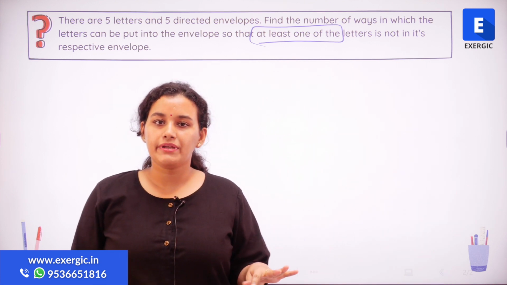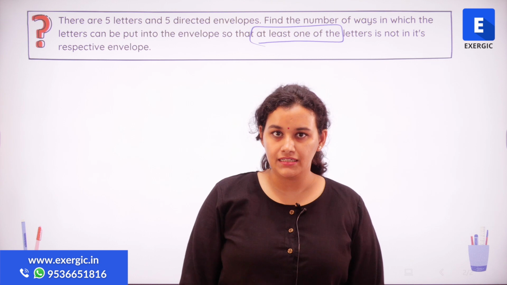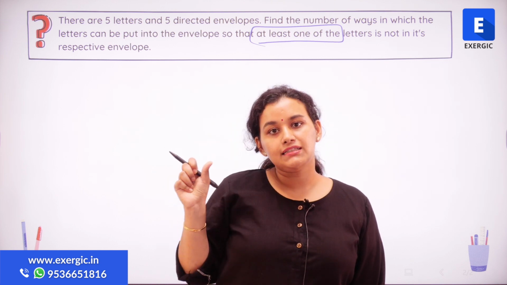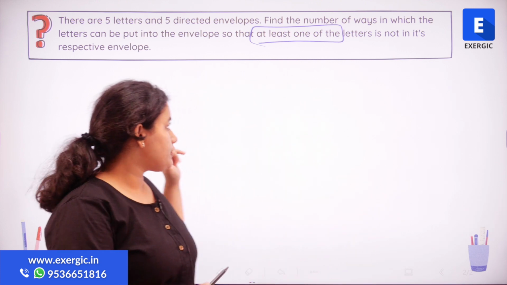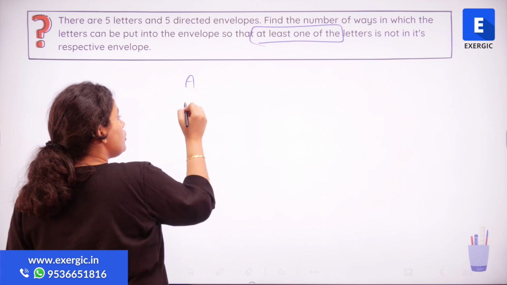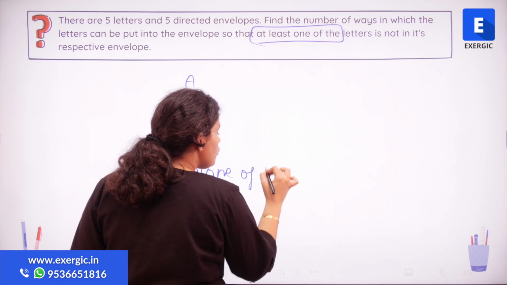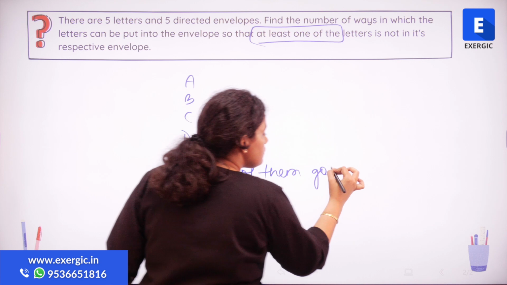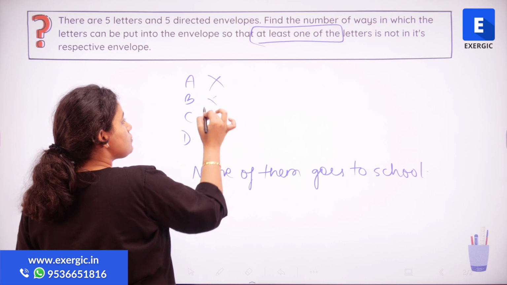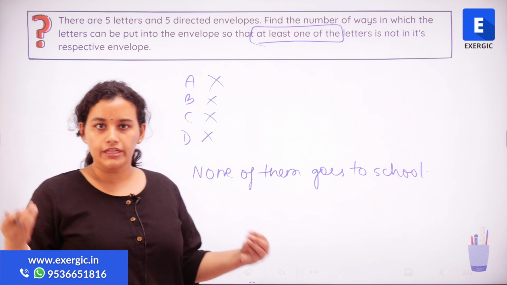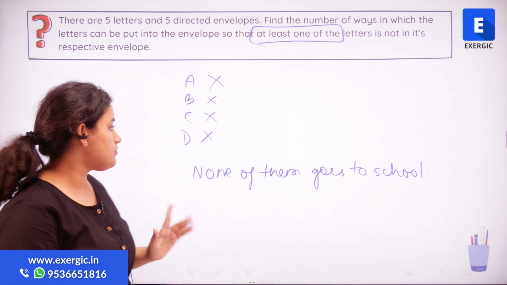In permutation and combination, questions of at least one, none of them, all of these are quite frequently tested. So your idea of what this at least one signifies should be very clear. Let us take up an example which is not related to the question at hand. Suppose you have 4 kids A, B, C and D and I say that none of them goes to school. What does that mean? A also doesn't go, B also doesn't go, C also doesn't go, D also doesn't go. Straightforward.